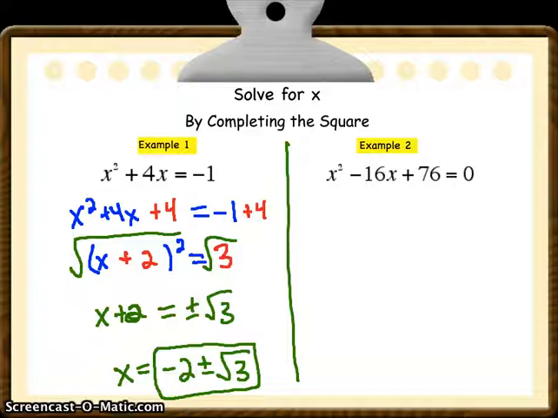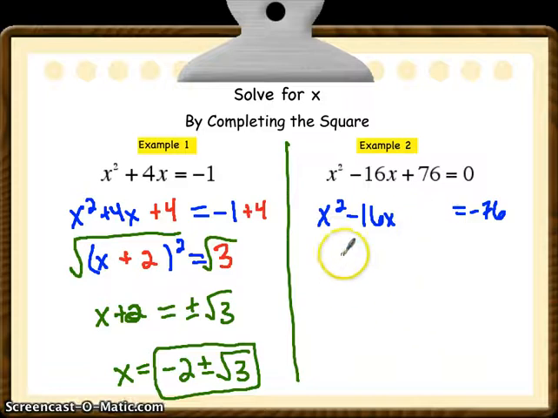Let's go ahead and do the same thing again for an example over here at the right. We'll go a little bit quicker this time though. So again, I like x squared and -16x all by themselves. I'm going to get rid of this -76 by subtracting it over to the right side. That way we have a nice blank spot to fill in for our completing the square.